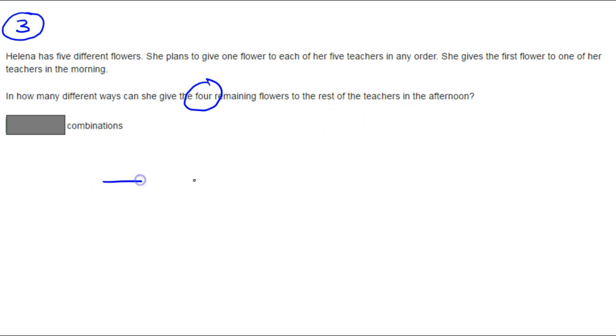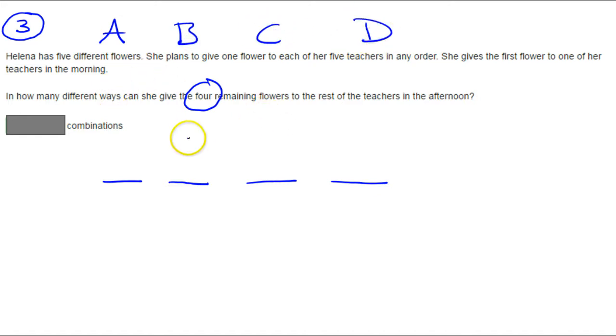So let each one of these dashes represent a teacher. Okay, and I'm going to let the letters A, B, C, and D represent the 4 flowers. So for example, the first teacher could get flower A, and the second teacher could get flower B, and so on. That's one way it could go. Or it could be D, C, A, B, that's another way, etc., until we got all the possibilities.